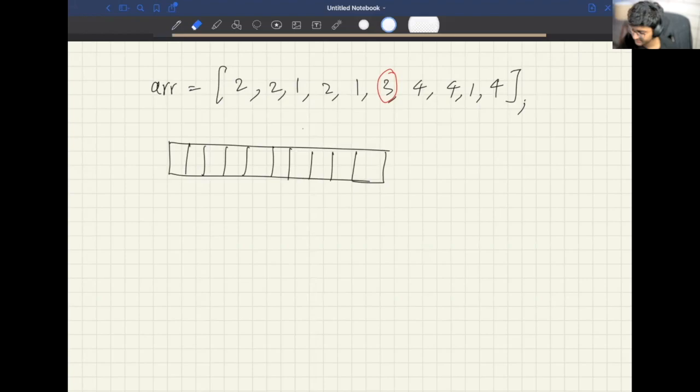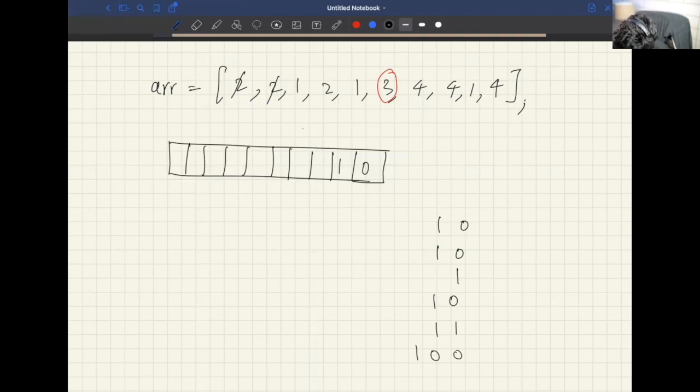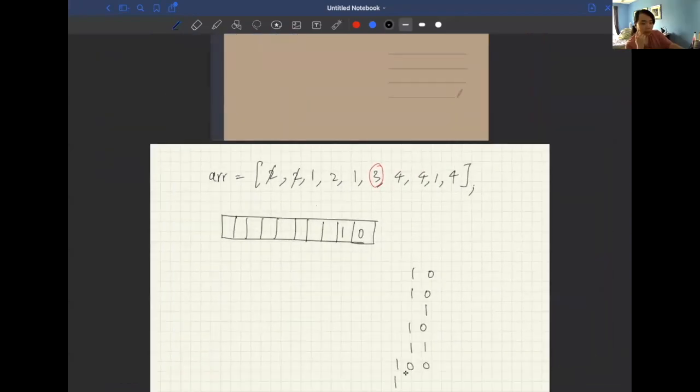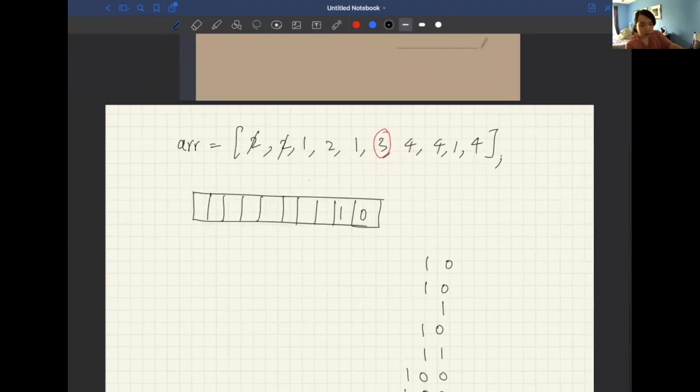All of these numbers have binary representations, so let's add them in binary representation. What is the binary representation of 2? 1 0. This is done. Then 1 0 again. Then I can say 4 is equal to 100. There should be another 1 between the 4th and 5th line.